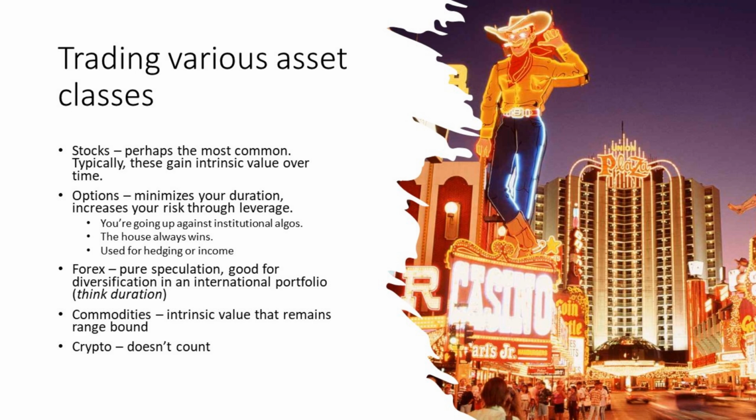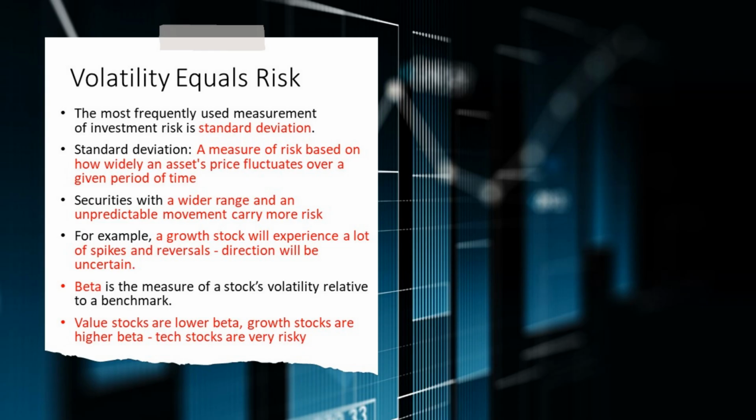So when you look at volatility, this is one thing that comes up whenever we talk about risk. I remember learning this in some of the first days of my job at Morgan Stanley, that volatility equaled risk. And I had to think that through. The most frequently used measurement of investment risk is standard deviation. Now understand that there will be academics or people in finance, accomplished people, that will disagree with this or interpret it differently, but this is pretty standard stuff. Standard deviation is a measure of risk based on how widely an asset's price fluctuates over a given period of time. So securities that have a wider range of fluctuation and unpredictable movement carry more risk.